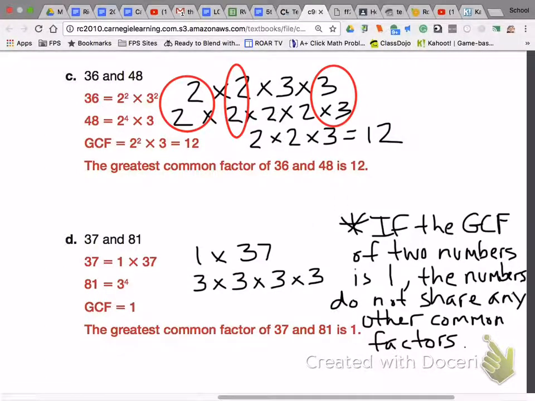For letter C, the greatest common factor of 36 and 48 is 12. And for letter D, the greatest common factor of 37 and 81 is 1. If the GCF of 2 numbers is 1, the numbers do not share any other common factors.